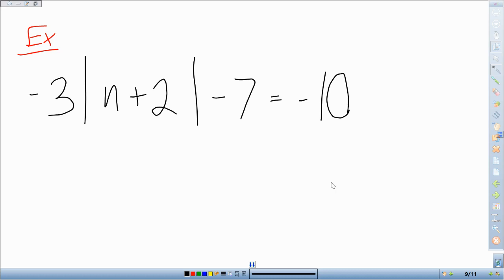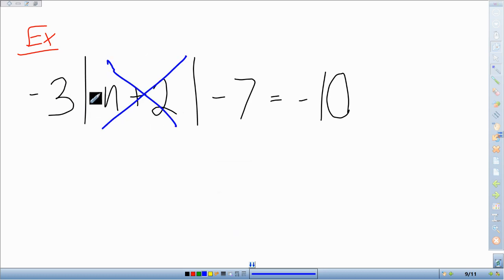All right, so again, our absolute value is not isolated. We need to get rid of both of these numbers, a -3 and a -7. Here's the thing: we need to get rid of them in the correct order, and we get rid of them in the order as if this thing was an equation. Here's the way of thinking about it. Think of this absolute value as a giant variable.